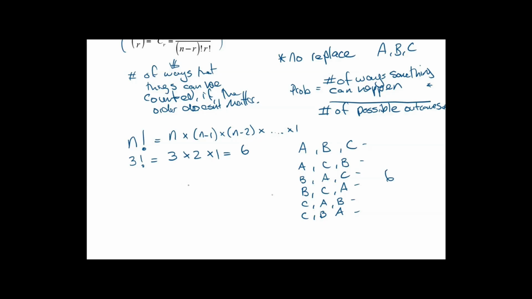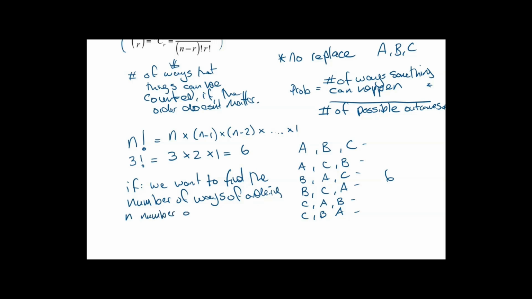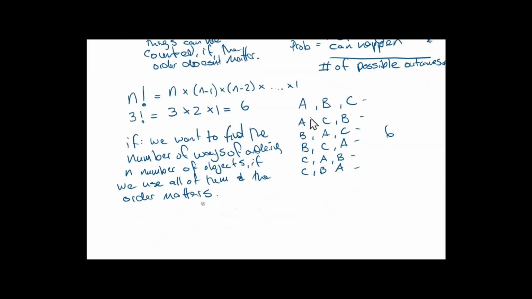So we would use just n factorial by itself if we want to find the number of ways of ordering n number of objects if we use all of them and the order matters. So why would we use this if we can just do a list?